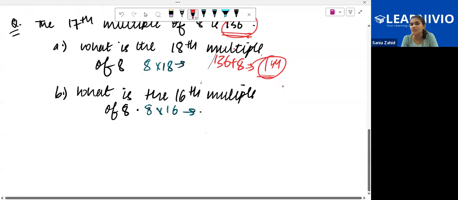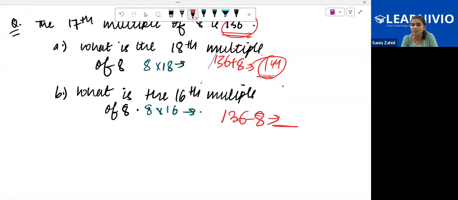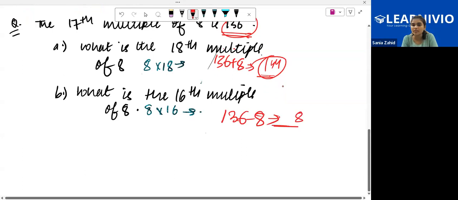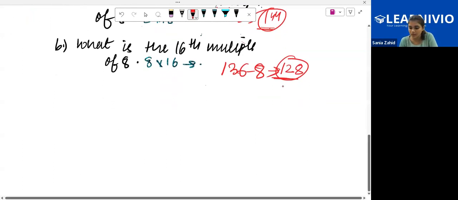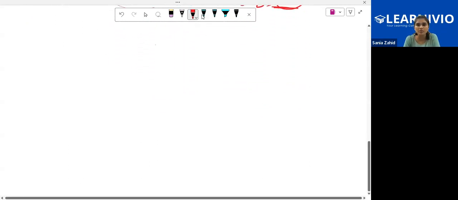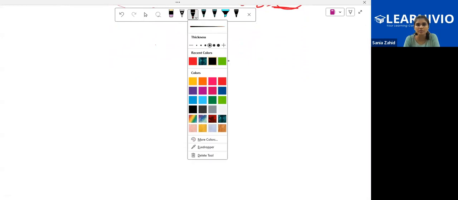Now what is the 16th multiple of it? See, 16 is 1 less than 17. So you'll subtract 8 from 136, and you'll get the answer. 128, then subtract 8 more, and you'll get 120. So this way you can solve such questions. Then we come to the next one. Now we shall be studying lowest common multiple. Do you know LCM, the lowest common multiple?